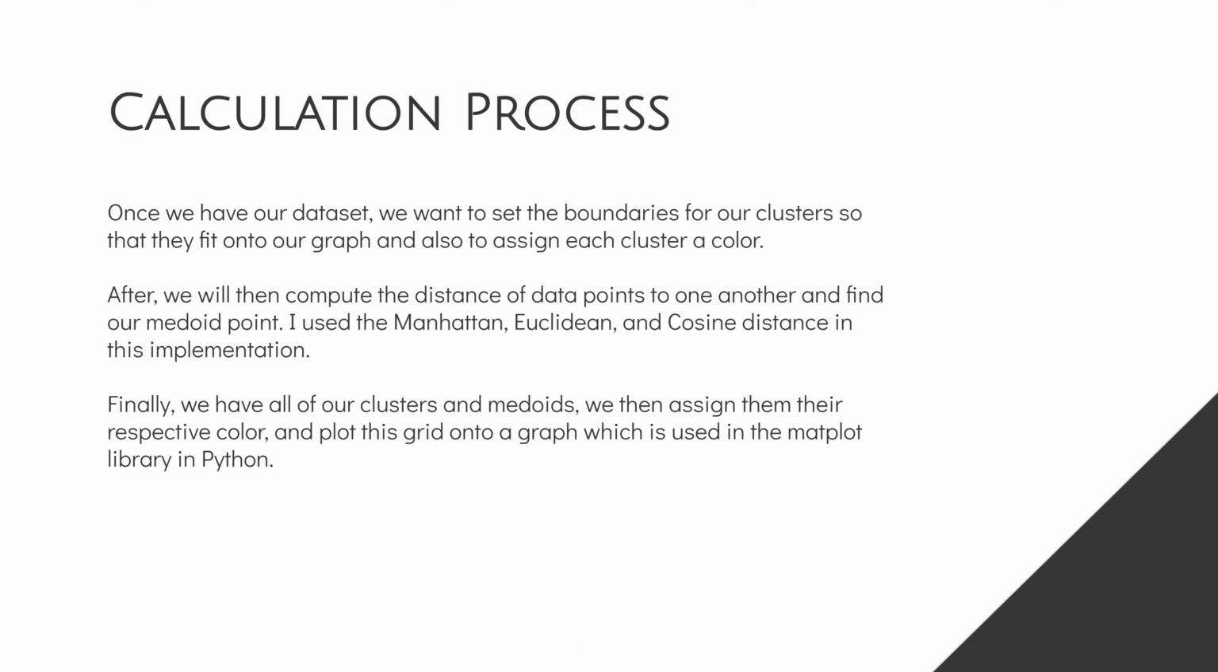Calculation process. Once we have our data set, we want to set the boundaries for our clusters so that they fit onto our graph, and then of course assign each of these clusters a color. After, we will compute the distance of data points to one another and find our medoid point. For the first part of the showcase, I used the Manhattan, Euclidean, and cosine distances. Once we have our medoids and clusters on our grid, we'll then just need to plot this onto our graph, and then we'll be complete. Now we'll go over the code demonstration.